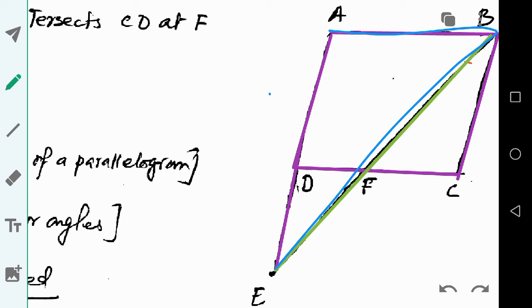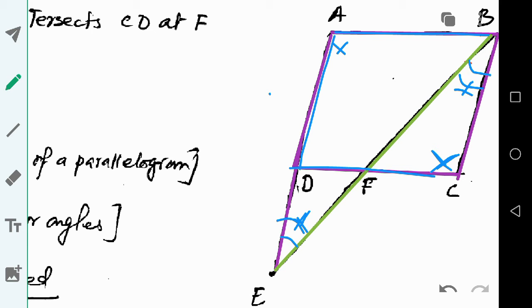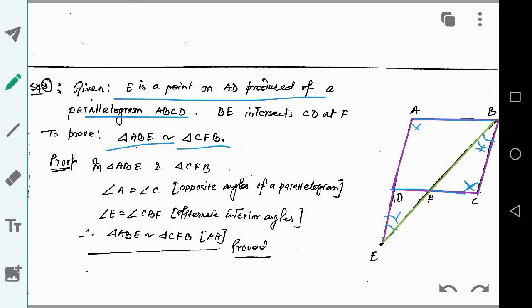In these two triangles, these two angles are equal, as ABCD is a parallelogram, so its opposite angles must be equal, and its opposite sides are parallel. So that's why we can say this angle E must be equal to angle CBF. This is CBF and this is angle E. They are alternate interior angles, these two are parallel sides, isn't it? So we have got angle A equal to angle C, opposite angles of parallelogram, and E equal to CBF, alternate interior angles. That's why these two triangles are similar according to AA criteria, okay.